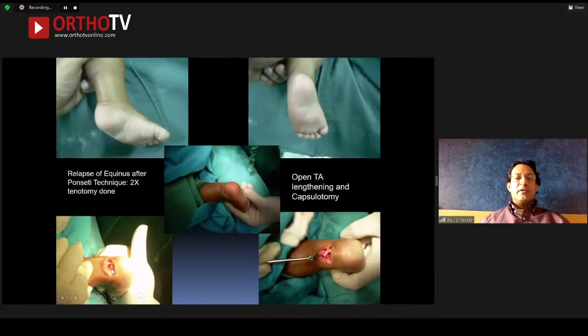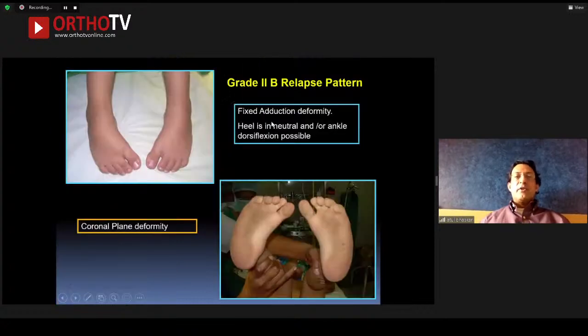If it's not a very tight foot, I would just do a hemi-Cincinnati, release the tendo Achilles and also the scarring. You'll be surprised that the scar goes right under the capsule, and sometimes you have to even open the capsule so that you get at least 20 degrees of dorsiflexion on table before you cast them. Then you have deformities in 2 planes, that is either equinus and cavus or equinus and adduction, which are fixed deformities. These ones will need surgery.